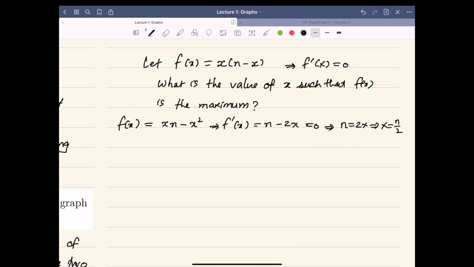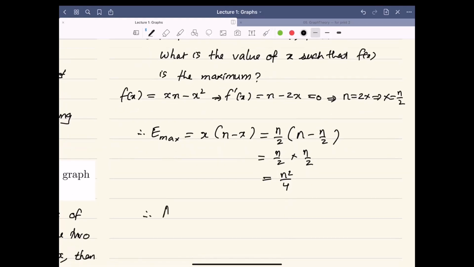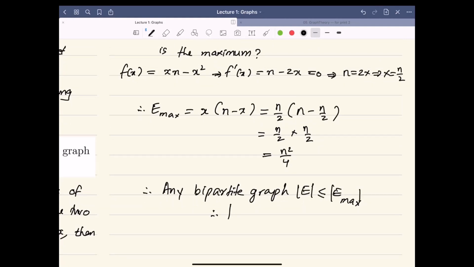So we have Emax equal to x multiplied by n minus x. Now substitute x equal to n over 2. So we will have n over 2 times n minus n over 2. Now n minus half n will be half n, so it will be n over 2. And this will be equal to n squared over 4. So therefore, for any bipartite graph, the number of edges will be less than or equal to Emax. And therefore, we say that the number of edges is less than or equal to n squared over 4, and this completes the proof.